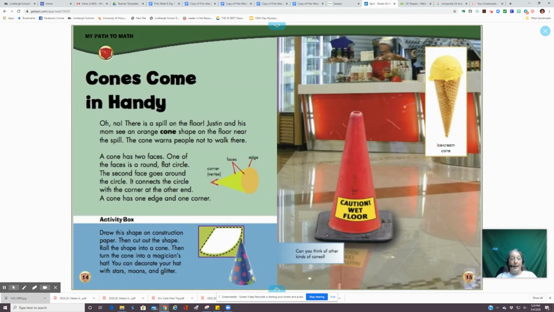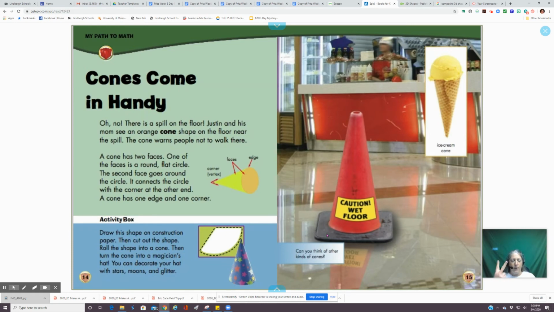Cones come in handy. Oh no! There's a spill on the floor. Justin and his mom see an orange cone shape on the floor near the spill. The cone warns people not to walk there. You guys see these all over Dressel and in PE and everything.